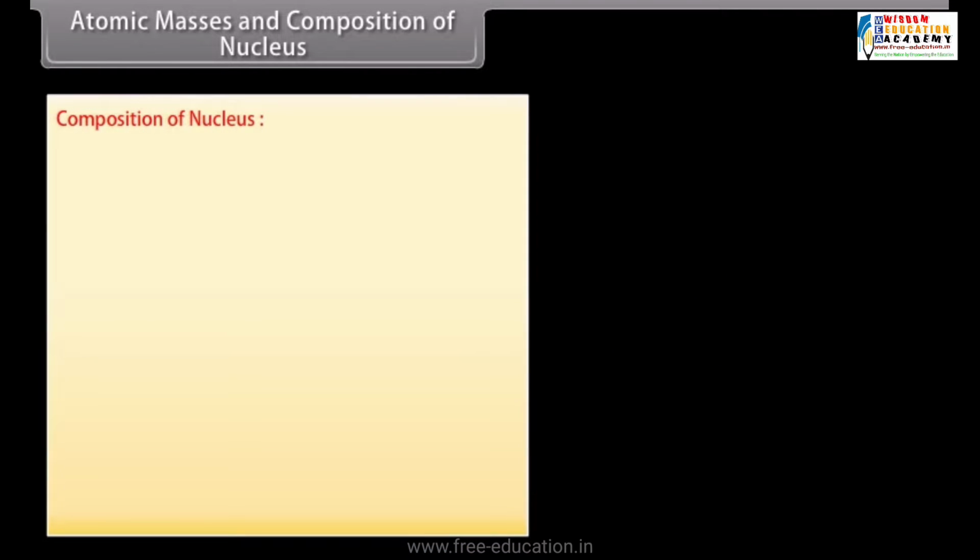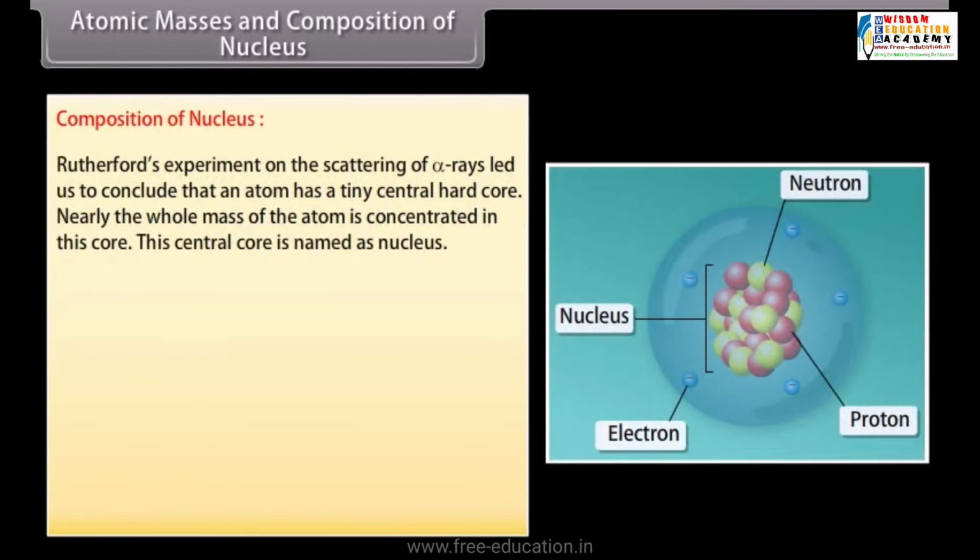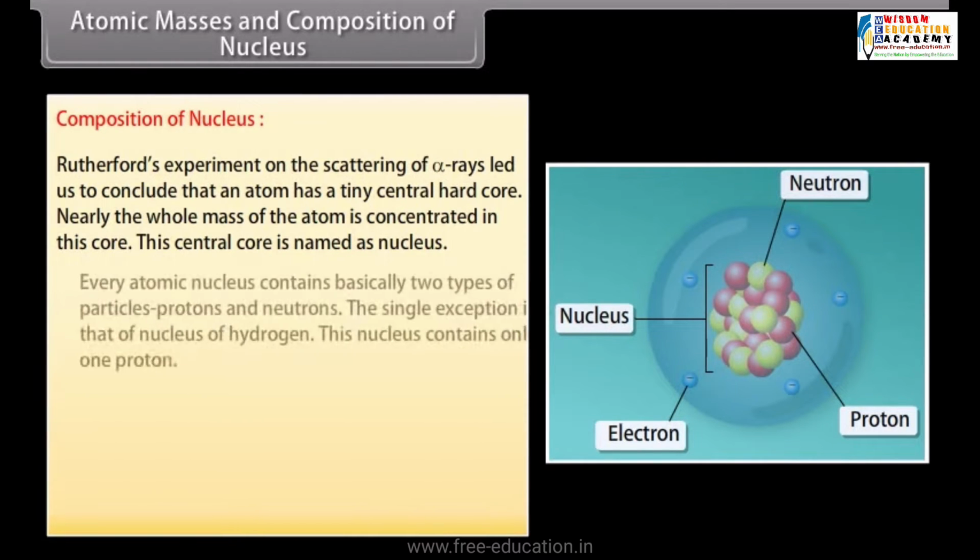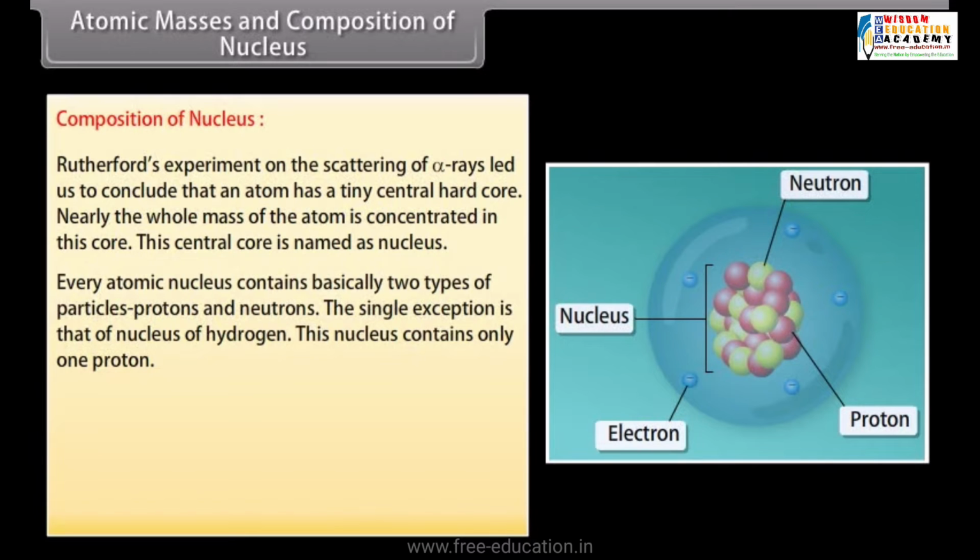Composition of nucleus. Rutherford's experiment on the scattering of alpha rays led us to conclude that an atom has a tiny central hard core. Nearly the whole mass of the atom is concentrated in this core. This central core is named as nucleus. Every atomic nucleus contains basically two types of particles, protons and neutrons. The single exception is the nucleus of hydrogen, which contains only one proton.